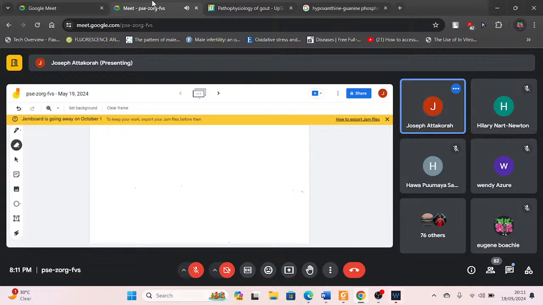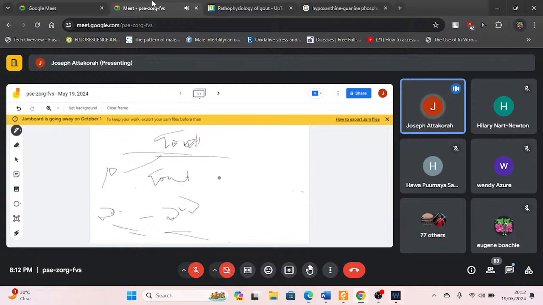Now, what you should know is that gout can be divided into primary gout and secondary gout. So primary or secondary. For primary gout, when you have inborn errors, this is genetic. Inborn errors could give us a primary gout.